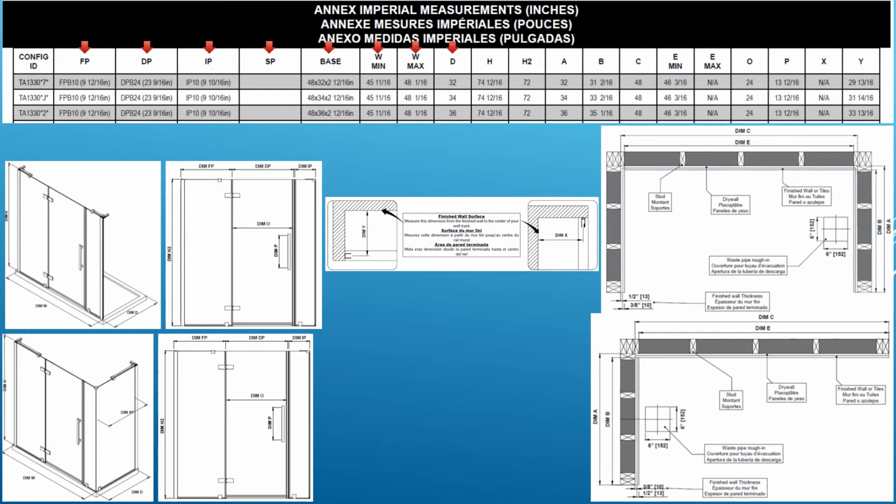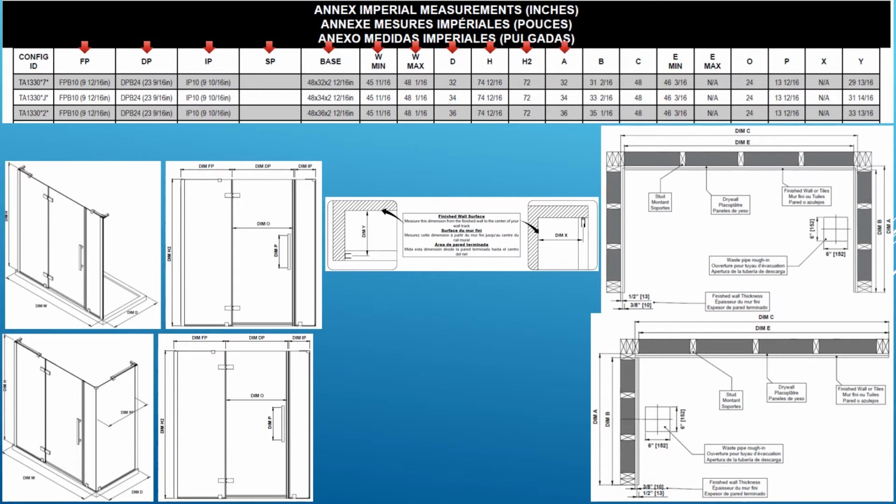D, shower enclosure depth, is equal to the depth of the shower from the front edge of the shower to the back edge, including the shower base if included in your kit. H is the shower total height from the floor up to the top of the shower, including the shower base if included in your kit. H2, shower height, is equal from the threshold to the top of the shower, excluding the shower base if included in your kit.